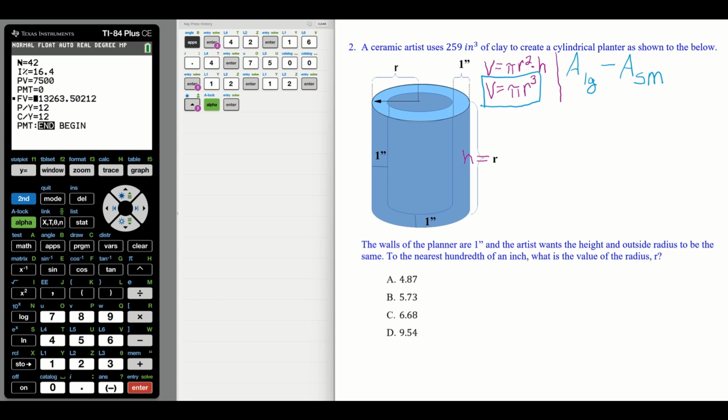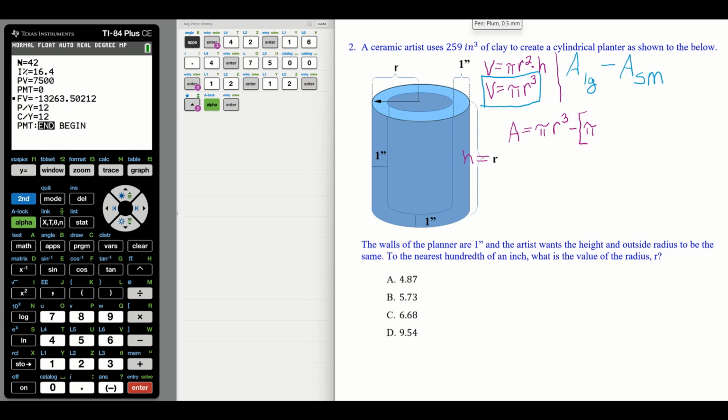So what we need for our volume is pi r to the third power minus, okay, this is what we're subtracting. Remember, we have to subtract all of this. Pi, okay, the small one. What is the small one going to be?